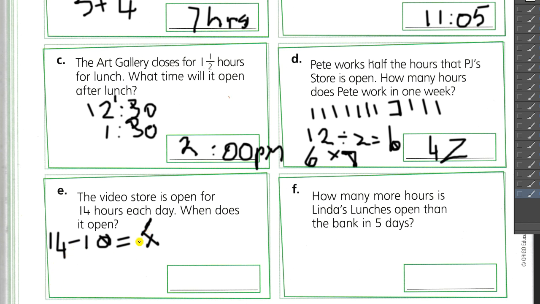And then you need to work out how many hours before midday it's actually open for. So you'll have to go with 12 for midday minus 4. And yes, you need to show all of this working out. You can't just write the number. So 12 minus 4 is 8 a.m. is when it'll open.